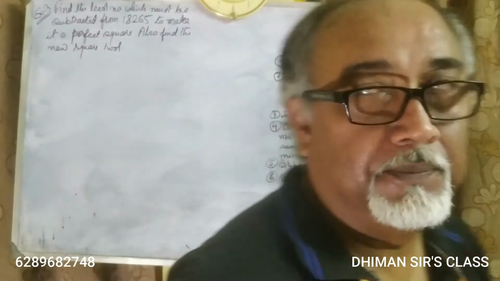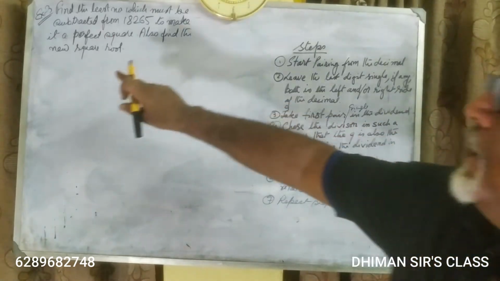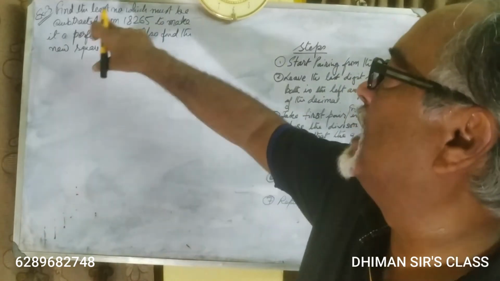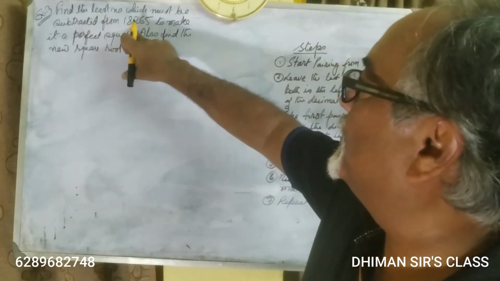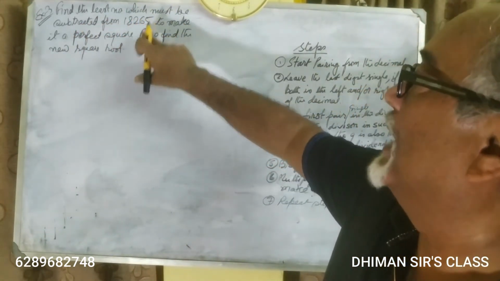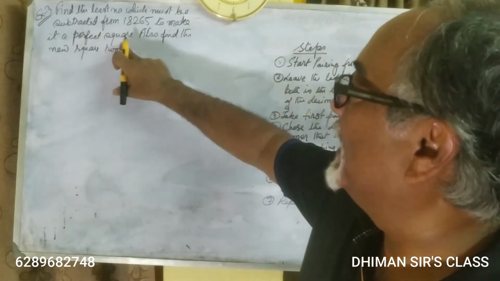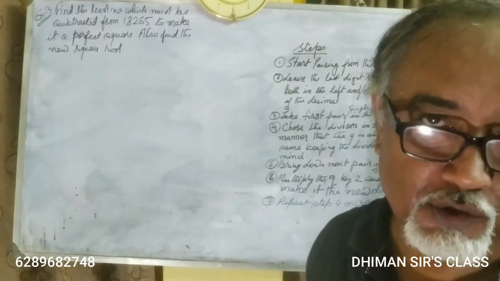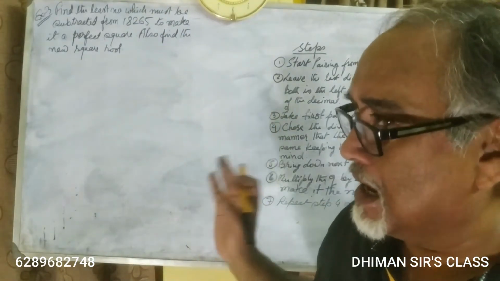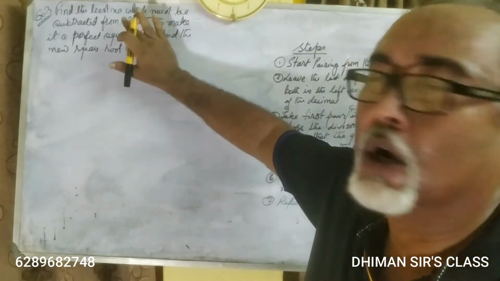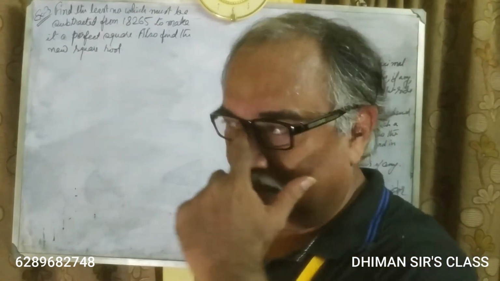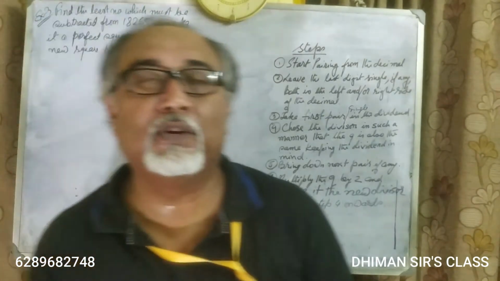So, students, see. Find the least number, meaning the lowest number, which must be subtracted from this number 18265 to make it a perfect square. This is not a perfect square, it is understood. For a certain number, this is not a perfect square. Something has to be subtracted. So now students, try to go back to the previous videos.